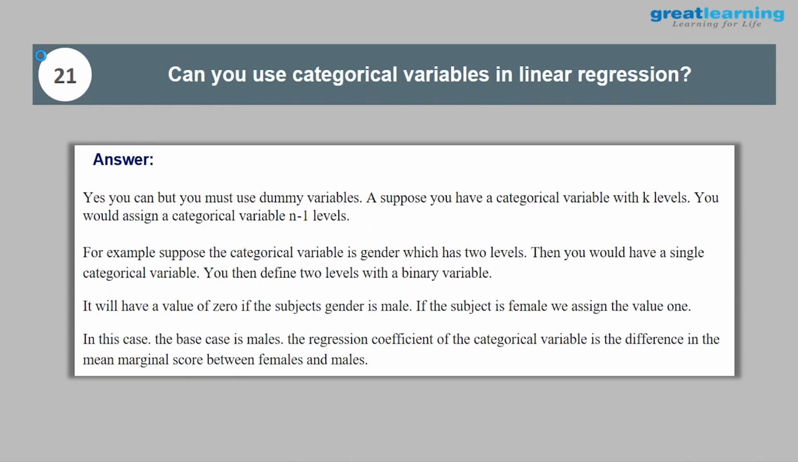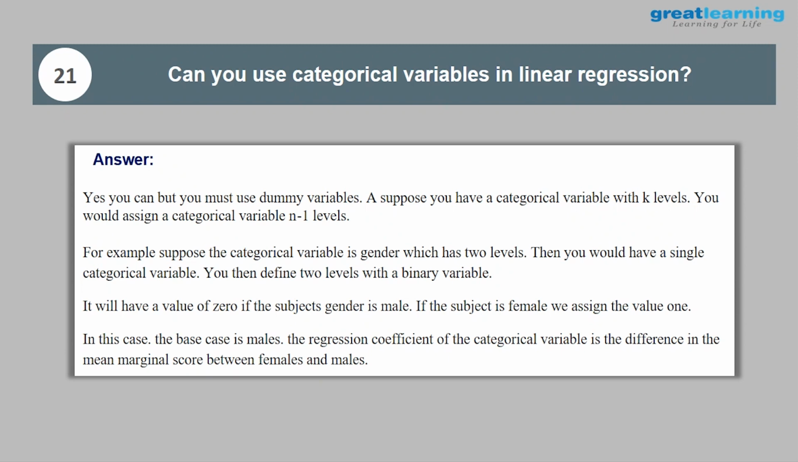Now we will have a look at whether we can use categorical values in linear regression. Yes, we can, but you must use dummy variables. Suppose you have a categorical variable with k levels. You would assign k-1 dummy variables. For example, suppose the categorical variable is gender, which has 2 levels. Then you would have a single dummy variable. You then define the 2 levels with a binary variable. It will have a value of 0 if the subject's gender is male. If the subject is female, we assign the value 1.